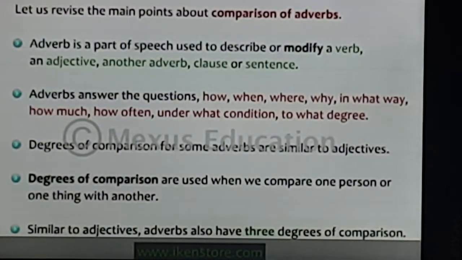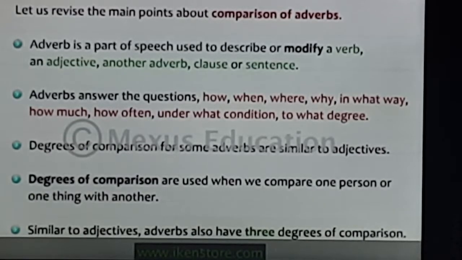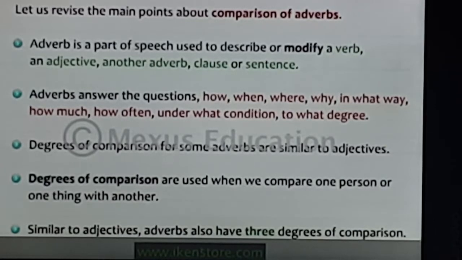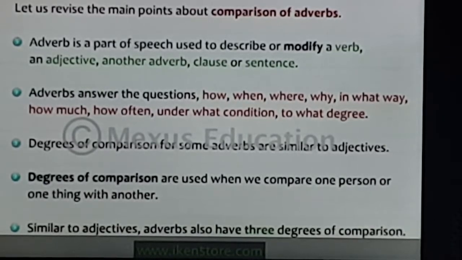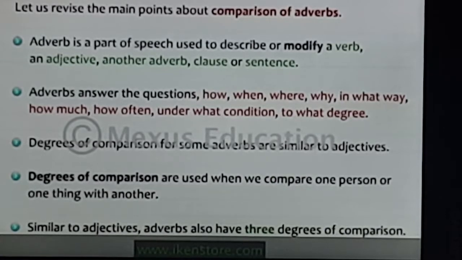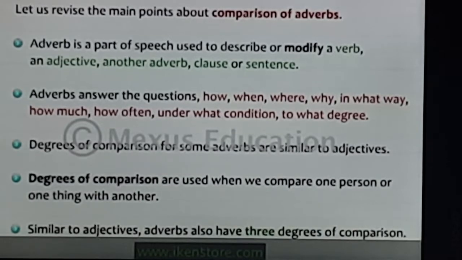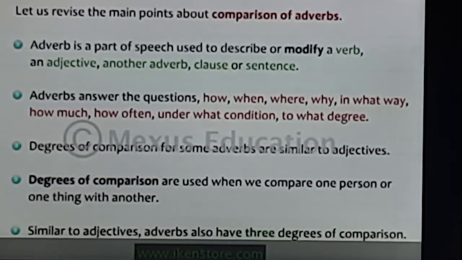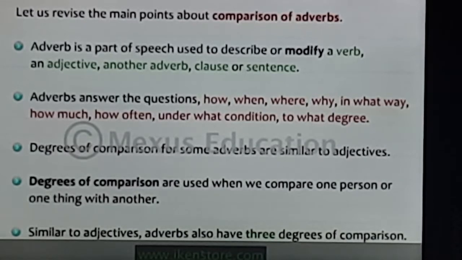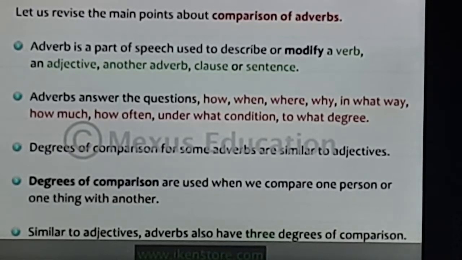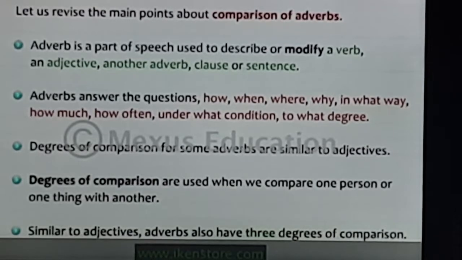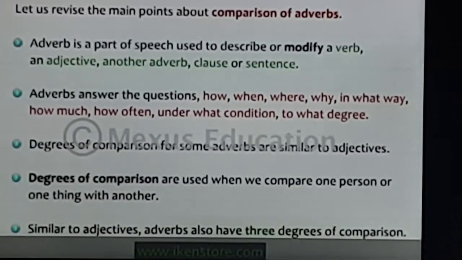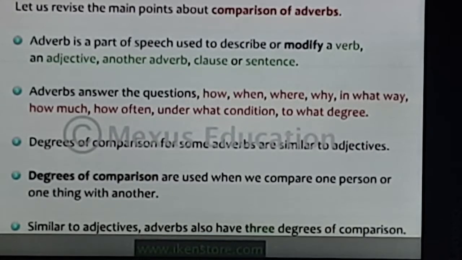So again, a run up of the whole topic. You can read it, or shall I read it for you? Okay, I'll do it again for you. Let us revise the main points about comparison of adverbs. Like, adverb is a part of speech used to describe or modify a verb, an adjective, another adverb, clause, or sentence. Adverbs answer the questions how, when, where, why, in what way, how much, how often, under what condition, and to what degree. Degrees of comparison for some adverbs are similar to adjectives.